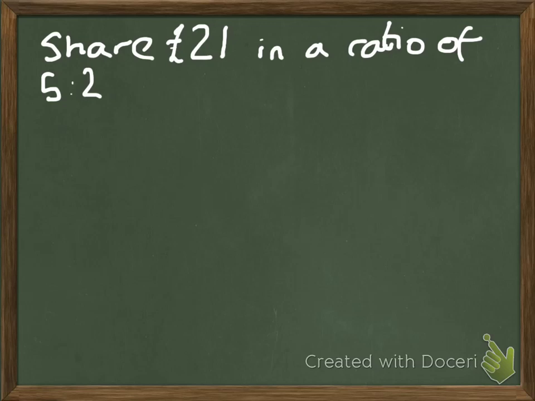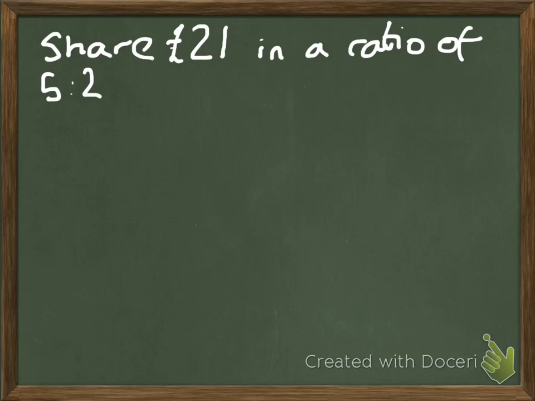So the example we're going to look at is to share £21 in a ratio of 5 to 2. What that means is that we have £21, and if we imagine two people, one person is going to get £5 for every £2 that the other person gets. So the first person will get £5, the next person will get £2. Then we go back to the first person, they have £10, and the other person has £4. £15 for the first person means £6 for the second person, and actually when we get to that point, 15 plus 6 is 21, so we've shared the whole £21 out.